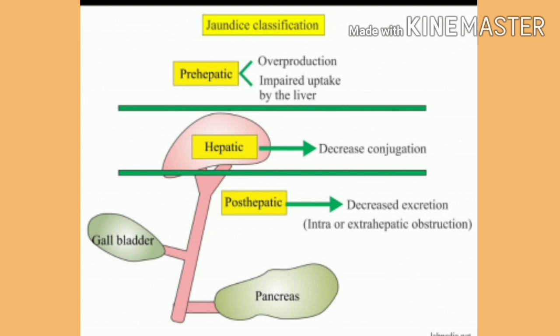Third is post-hepatic jaundice. In this type of jaundice, there is a reduction or stopping of the drainage of bile due to mechanical obstruction of extrahepatic bile pathways, as shown in the figure.